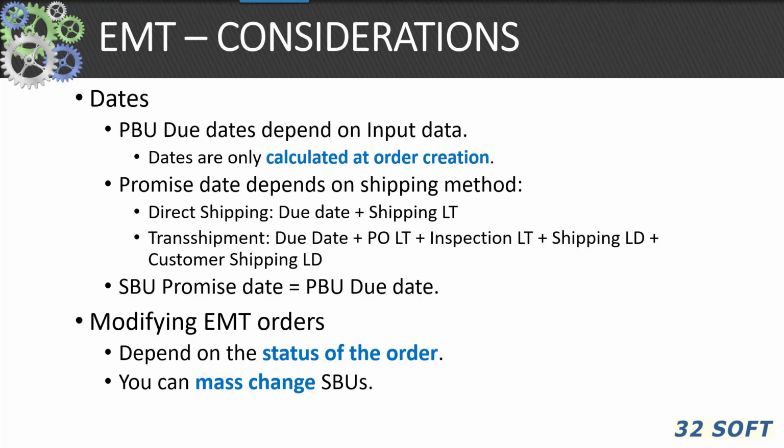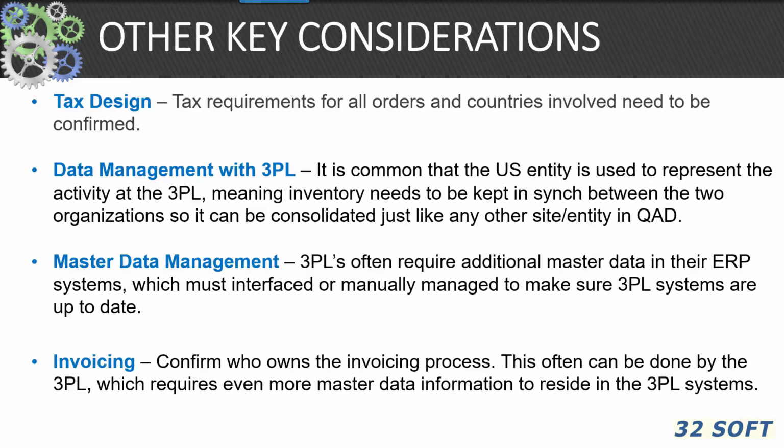Some other considerations, dates. We talked about dates in March, with dates in QAD critical to the way that your ERP system is going to work. The original inputs are calculated during that original creation of the sales order. There are various ways to determine the promise dates, and this depends on the shipping method for EMT. The SBU promise date equals the PBU due date. And if you modify orders, which we'll talk about a little bit later, it depends on the status of the order, but you can do mass changes in EDM.